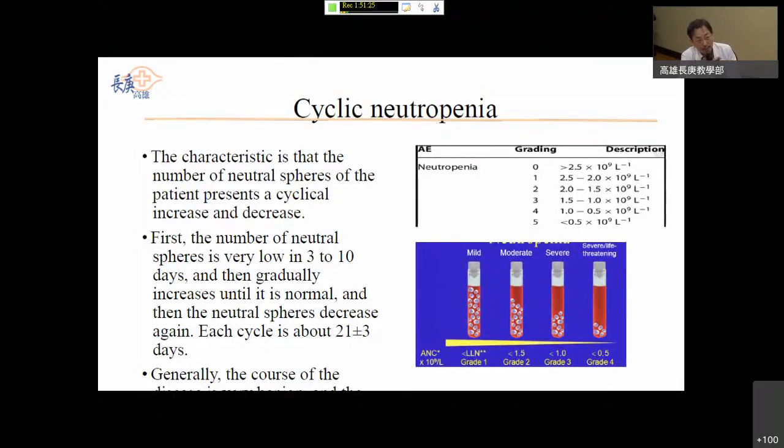Next, when we talk about hematological disease, we cannot only think about red blood cell, right? There is also a possibility of white blood cell problem, okay? So when we talk about the white blood cell problem, the neutropenia.